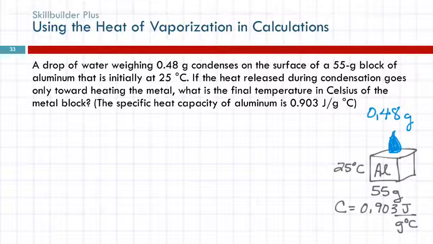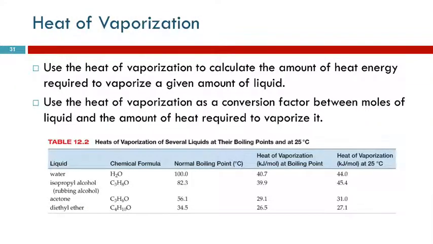So when the water condenses, this isn't water just a droplet falling, but it's condensing on it from the air. Condensation is exothermic. It's releasing energy. Could we calculate how much energy 0.48 grams of water condensing releases? And you're thinking, I'm sure we could, but I don't know how to do that. It's okay. The answer is yes, we can.